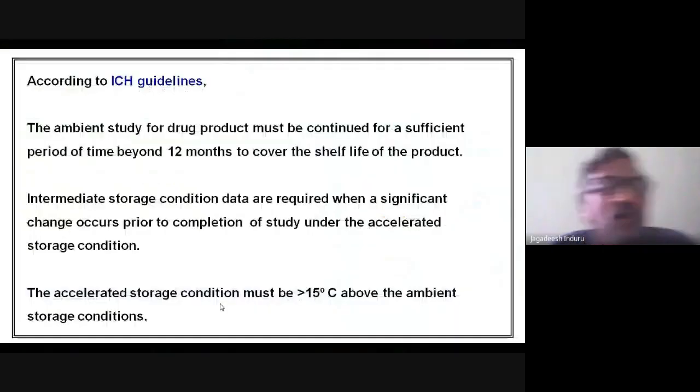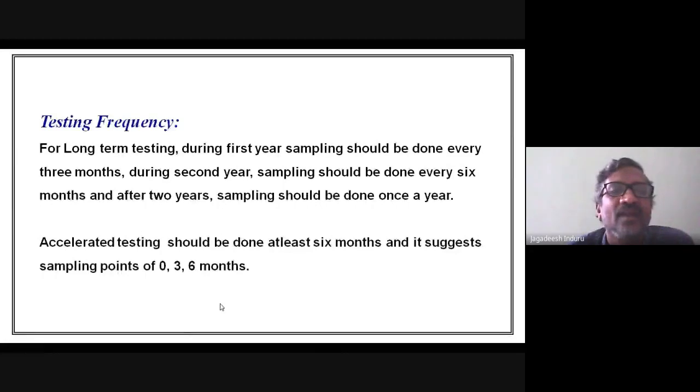So the testing frequency, how frequently you need to do it. Most of the time, for long-term testing during the first year, you need to study every 3 months. During the second year, you need to sample every 6 months. Afterwards, you need to sample yearly. So after 2 years, it is once a year. It means you have a shelf life of 3 years.